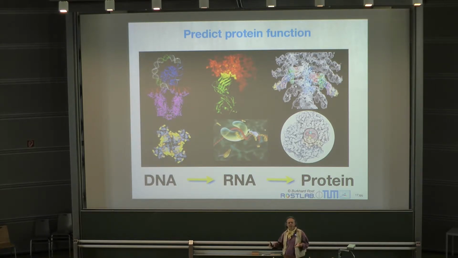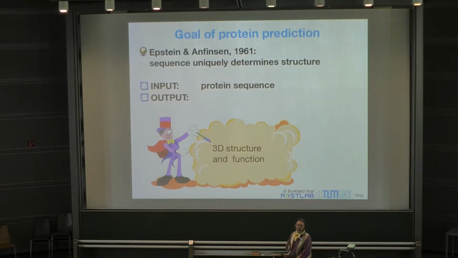DNA makes RNA, makes proteins. Proteins are the machinery of life, and they must have the same structure in order to do the same function, and that essentially is it. In principle, we assume that, no, we don't assume.